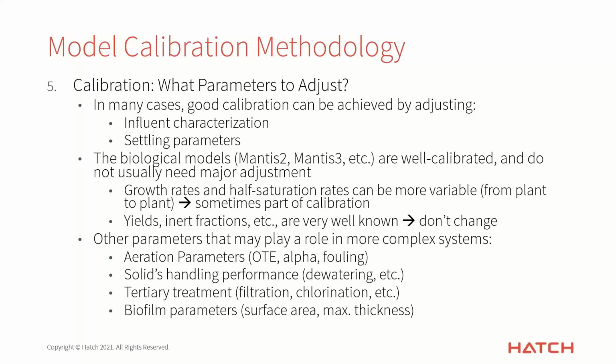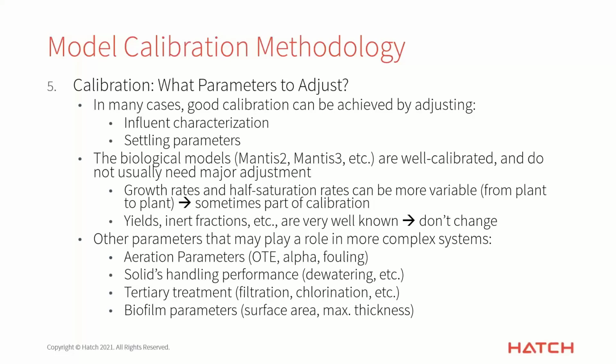But sometimes if you do notice that for whatever reason, some of the concentrations in the effluent are off or something like that, and you do need to get into calibrating the biological models, you should stick to the growth rates and the half saturation rates because they can actually be more variable from plant to plant. But I would advise against changing the yields or inert fractions or basically any of those stoichiometric factors because those are very well known and they typically wouldn't change in reality, so you shouldn't be changing them in the model.